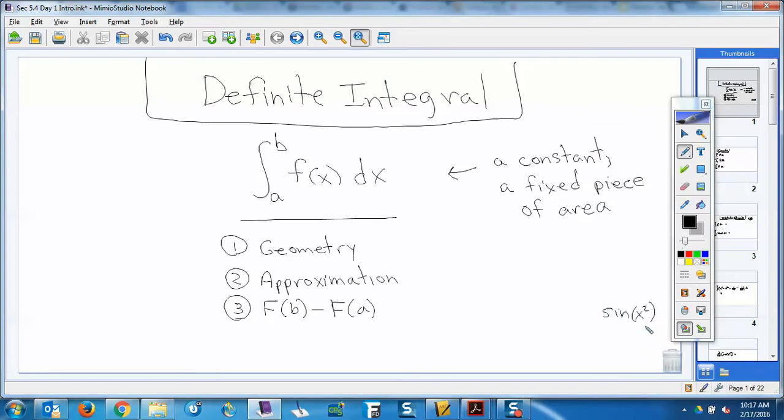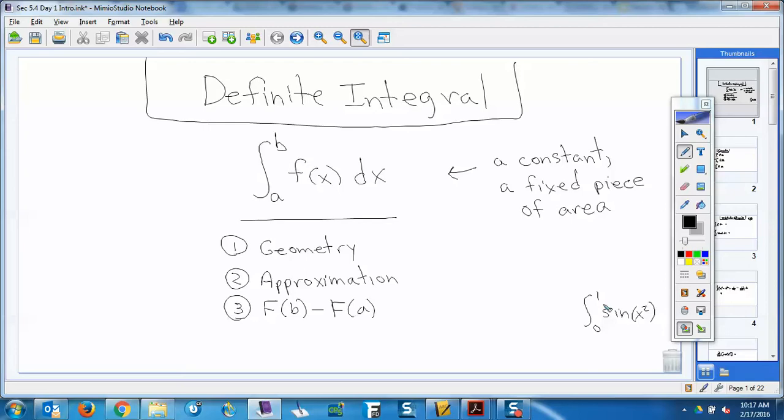If we wanted to find the area from 0 to 1 of sine of x squared, we could not use the Fundamental Theorem Part 2, because there is no antiderivative of that function. There's no function that when you take the derivative of it will give you sine of x squared. So we can't use Fundamental Theorem Part 2, and it's not a geometric shape. The only option we have is an approximation technique, which we will be studying later. For right now, we're going to focus on functions that do have antiderivatives.